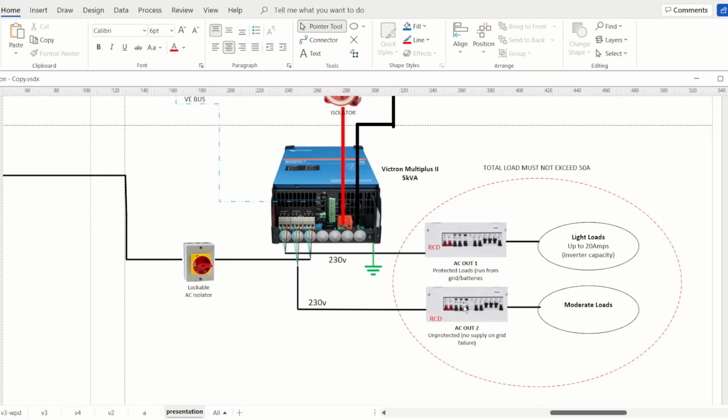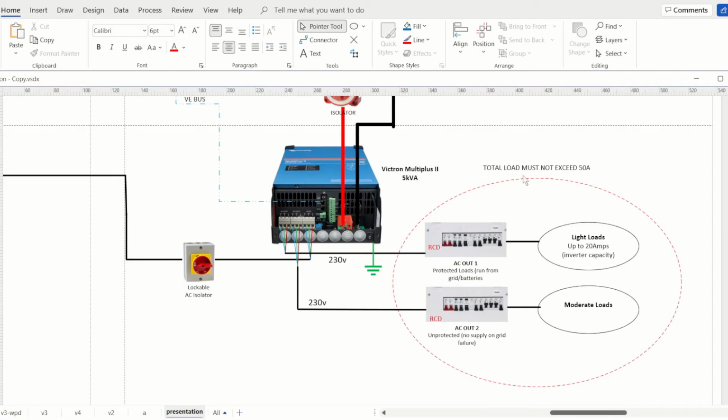So this one would fail in the event of a grid failure, but AC output 1 would keep on going. It's important that you've got the RCD protection, or RCBOs. It's more common now with the latest edition of the regs that each circuit has its own RCBO, which is an individual RCD protected output. So that's how you can effectively split your loads to ensure that when you're in UPS mode, only light loads are on the protected output and you won't exceed the 20 amps, and then your moderate or heavier loads will be on AC output 2.